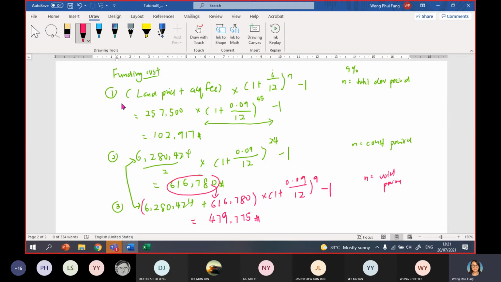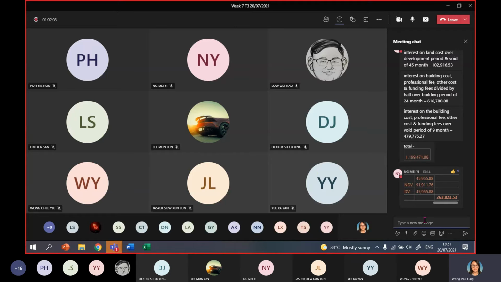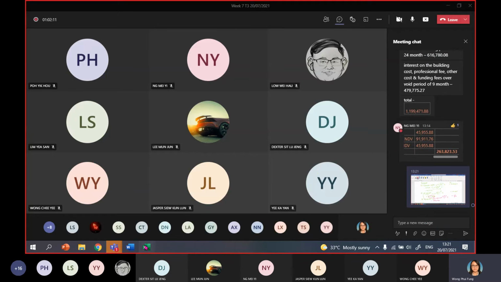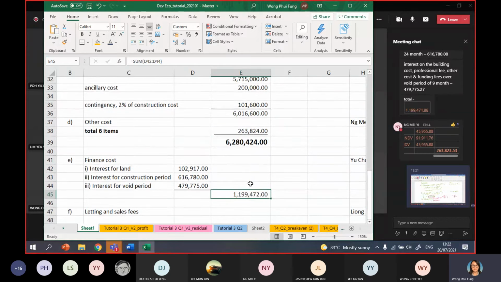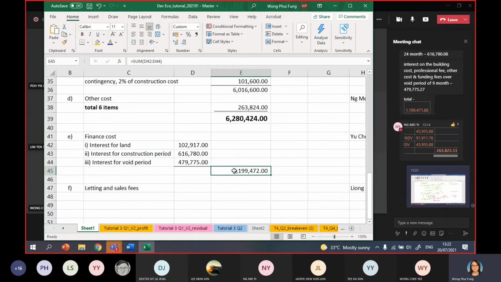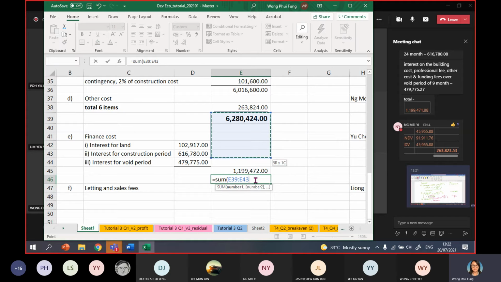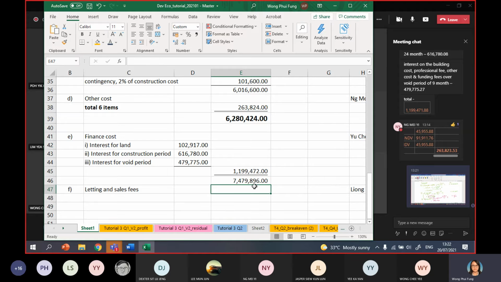I will print screen this one in the meeting chat just in case you want to refer. So at the end, you should be able to get the interest. This finance cost will take some time to calculate, so remember to practice. The total finance cost will be approximately 1,199,472. Then you sum up everything from the previous one, and you should be able to get the total.